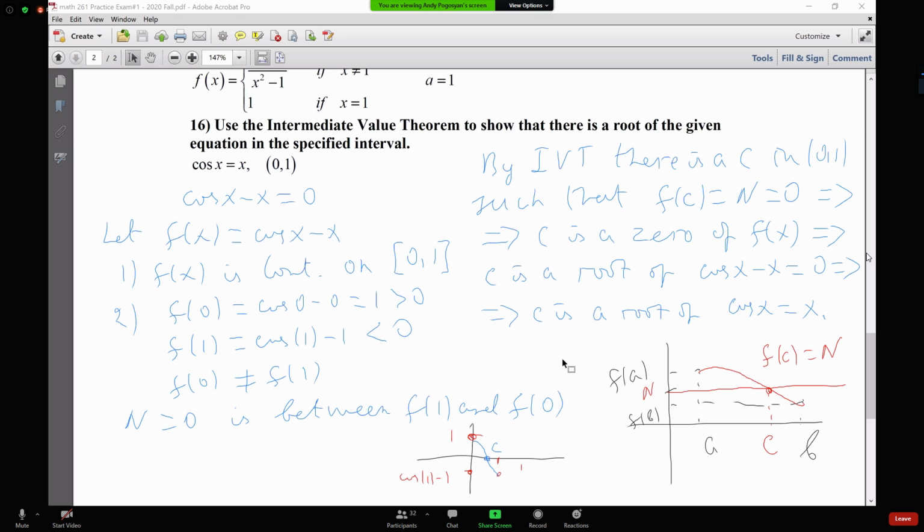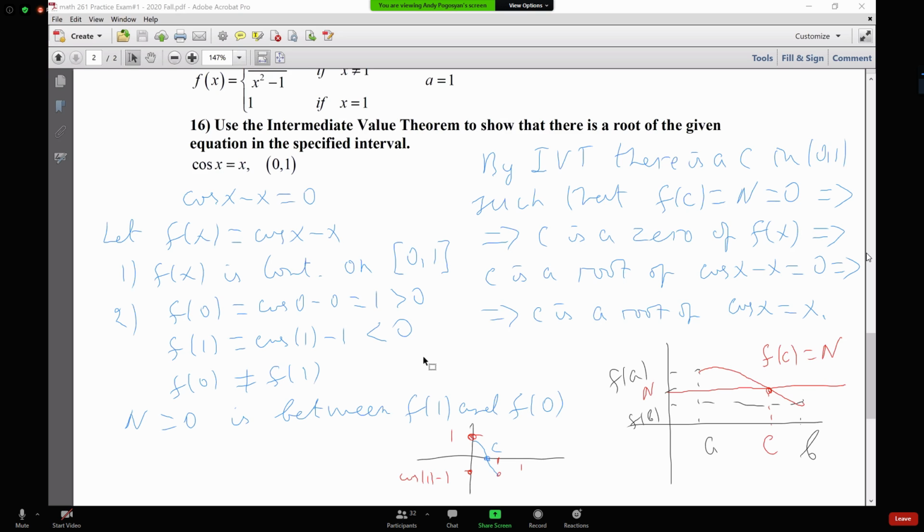I don't quite understand the cosine 1 situation. It says f of 1 equals cosine 1, right? Cosine 1 minus 1, not cosine 1. Oh, cosine 1. But how is this less than 0? You have a calculator. Cosine is always between 1 and negative 1. So anything other than 0 or 360, let's say, will be less than 1.